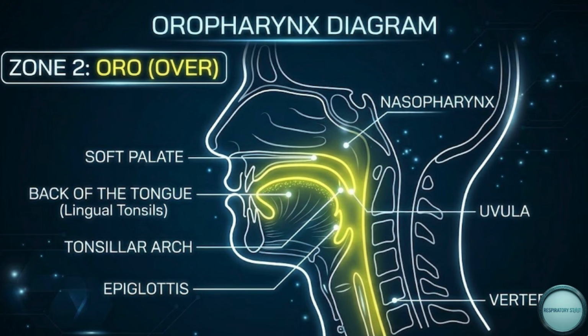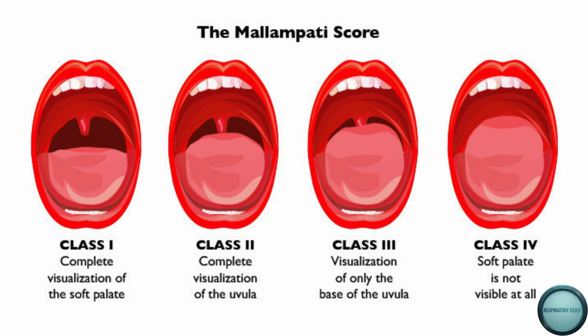"Over" is for oropharynx. This is the visual zone. When you open a mouth, you are looking here. This is where we assess the Mallampati score. Class 1 is wide open. Class 4 is a nightmare. We are looking at the soft palate and uvula to predict intubation difficulty.